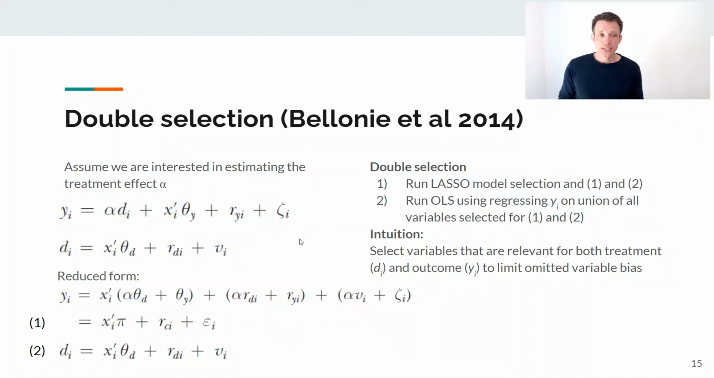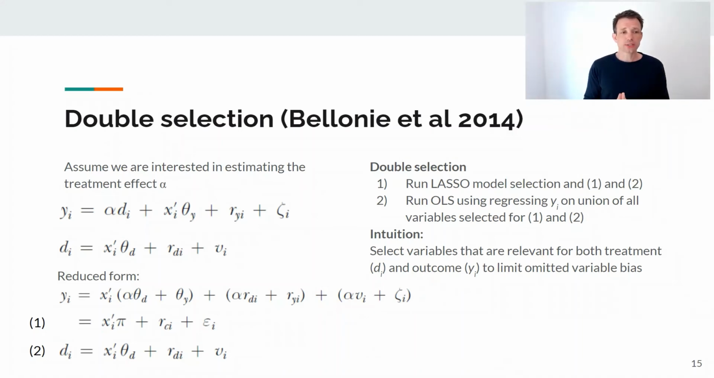That approach is called double selection, which was proposed by Belloni et al. in 2014, a paper that I also have in the references and is really recommendable. It's also easy to read, rather accessible, and comes from an econometrics perspective. The approach is the following. Assume that we are interested in estimating a treatment effect, alpha. So assume that you are in a context where you're really interested in estimating the effect of one variable.